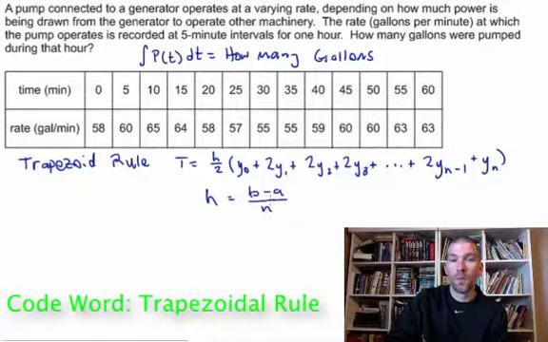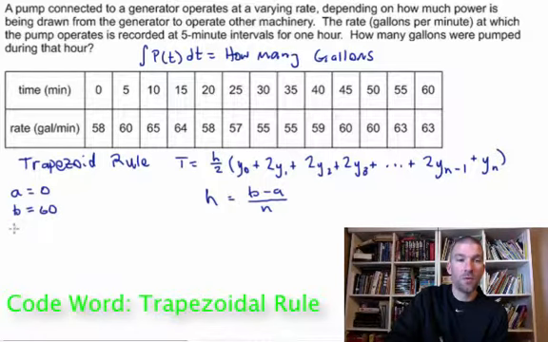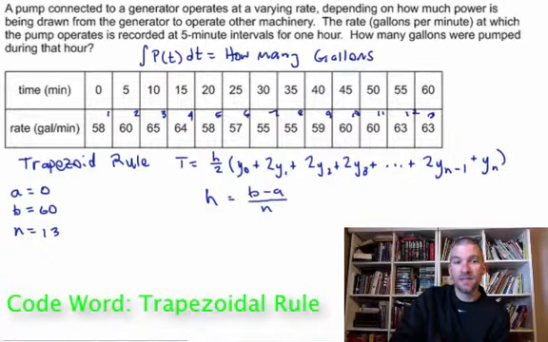So what do we have? Well, our a is going to be 0. Our b is going to be 60. And the number of terms, then, we just need to count up how many times that we're looking at this. So 1, 2, 3, 4, 5, 6, 7, 8, 9, 10, 11, 12, 13. So n is 13. So we're going to have 60 minus 0 over 13 times y0. That's the 58 part.